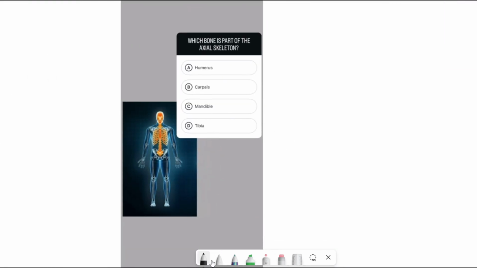And here we have which bone is part of the axial skeleton. If you remember correctly, the axial skeleton is going to be the centralized region right here. That's going to be your vertebra, ribs, and your cranial cavity. So which is part of the axial skeleton? Humerus, that's going to be your upper arm bone. Carpals, those are your hand bones. Mandible, that's your jawbone. And then your tibia, remember tibia toes. That's how I remember it, even though it's not in the toes, but tibia is going to be your lower leg bone.